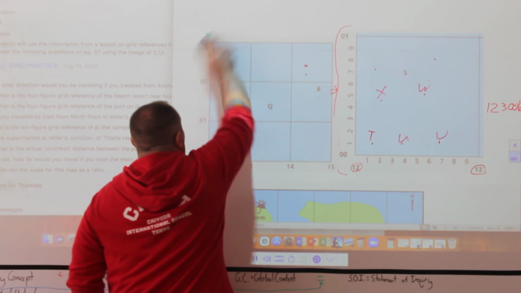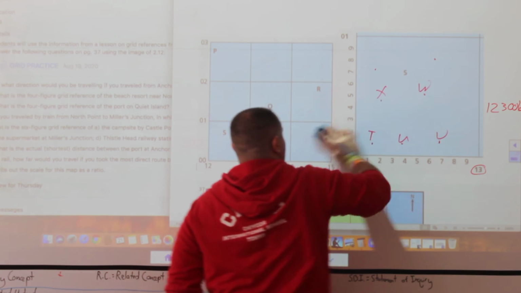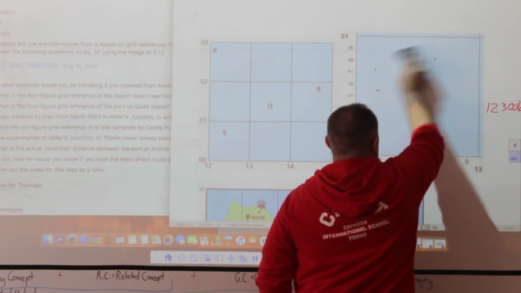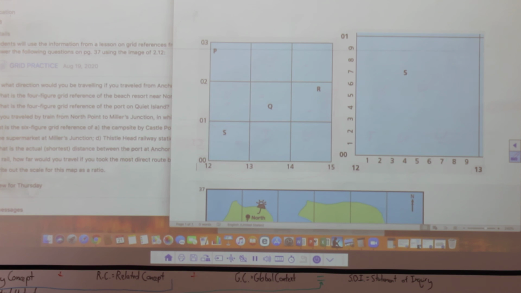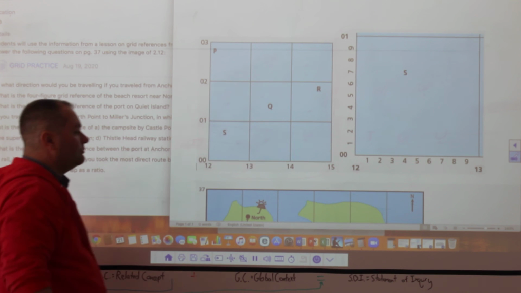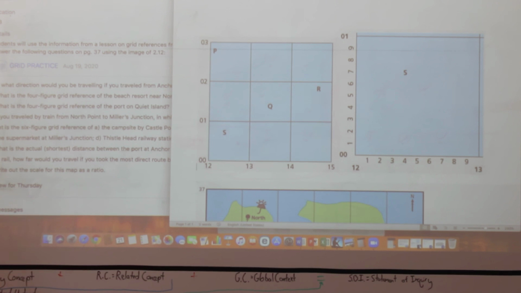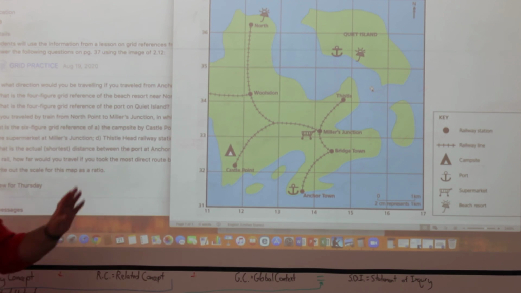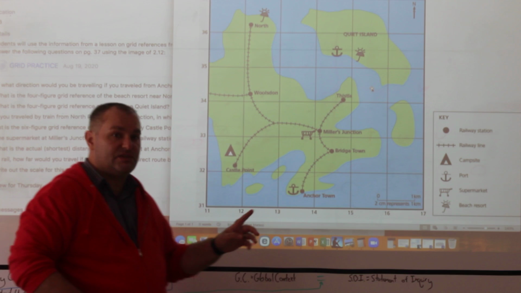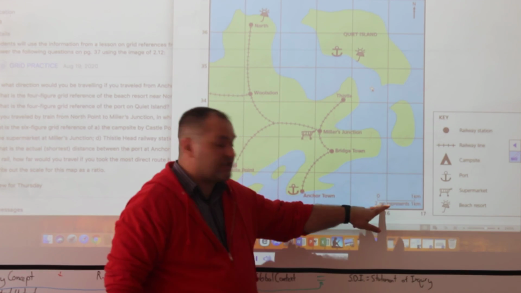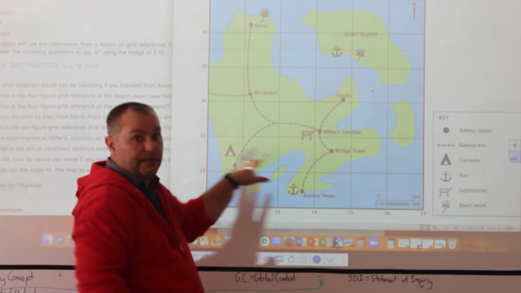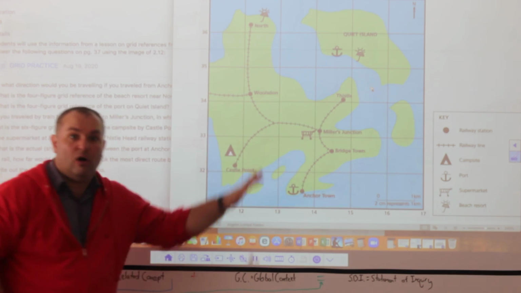And the next step, apart from the math, is applying it to an actual map. And what I have here is that actual map. So, we use this map, and I freeze my screen. This map works perfectly in the case that we have our map key, we have symbols, we have scale, we have a grid. Now they're going to apply all of those skills.